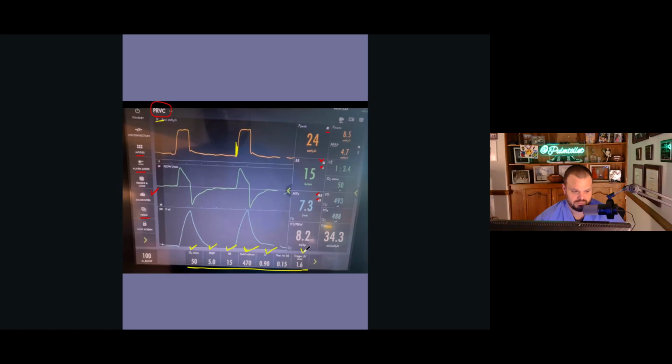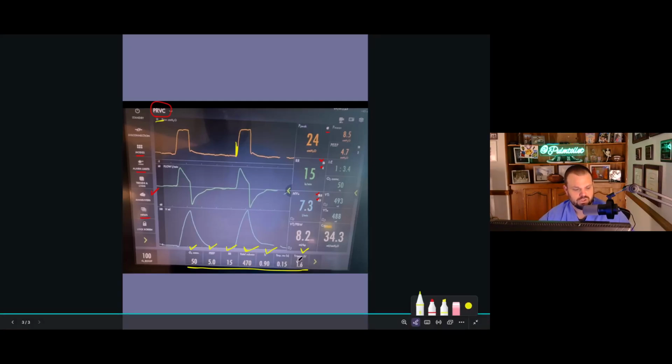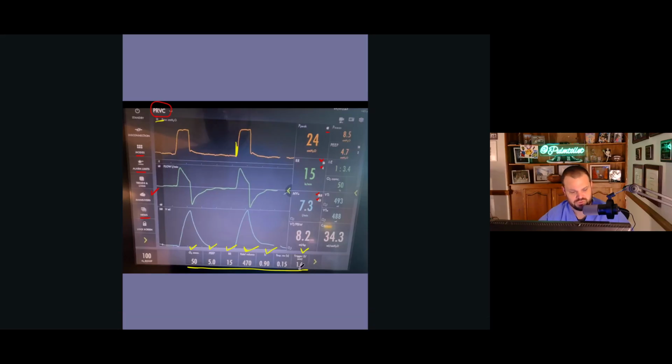Then your triggering mechanism. So remember, you can trigger off of essentially three things, which is time. So if you have a certain rate and you divide that by 60, that's your breath-to-breath time. So every certain amount of seconds, you're going to have a breath delivered, which is the controlled rate. You can trigger off of flow or pressure. So this is set to a flow trigger of 1.6. So all this is our set stuff.